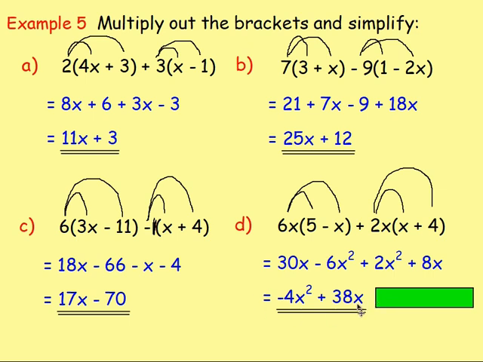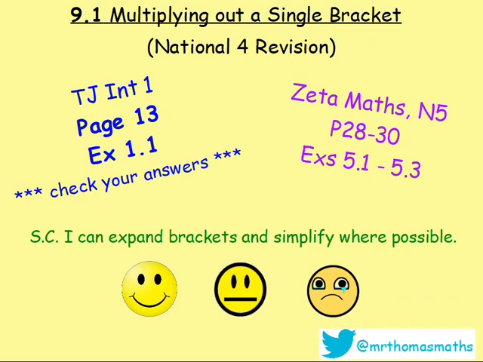Again, sometimes people don't like starting with the negatives, so you could write that if you like as 38x take away 4x squared. Hopefully that is ringing a bell and you're remembering that from National 4. It is just a wee bit of revision from National 4.